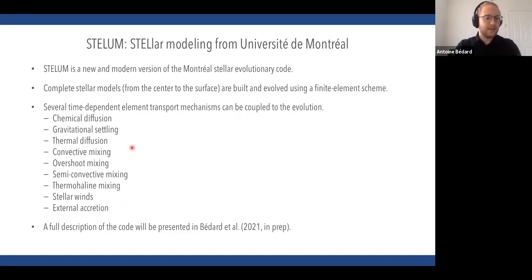So here's a list of the transport mechanisms included. We have the 3 types of atomic diffusion. We also have various types of mixing, the most important ones being mixing by convection zone and by overshoot beyond a convective boundary. We can also include mass loss through a stellar wind or mass accretion. If you are interested in the details, I'm currently writing a paper which will feature a full description of the code.